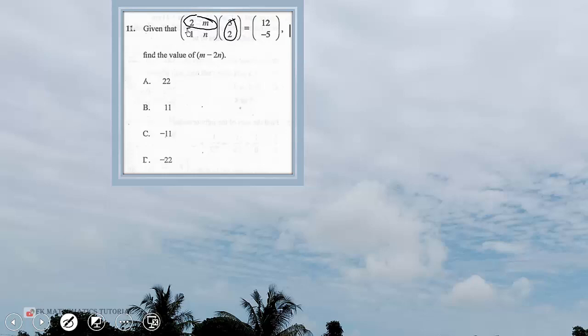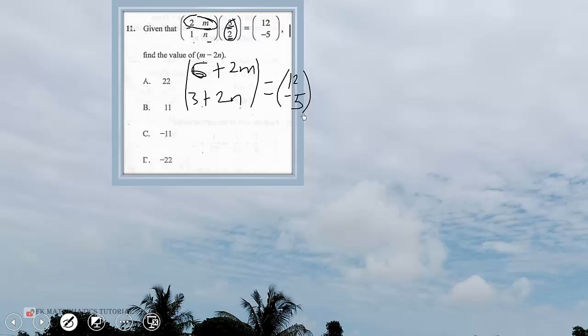So 2 times 3 will be 6. Then we have m times 2, which gives you 2m. Then also we have n times 3, which will give you 3, then n times 2 gives you 2n. This is equal to 12, negative 5.